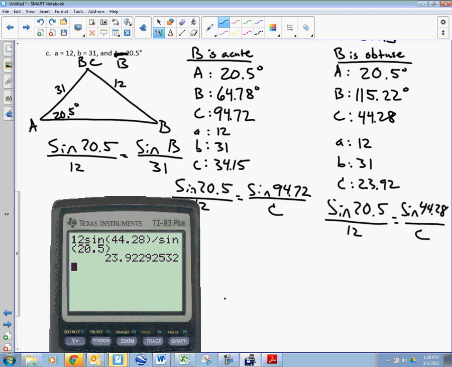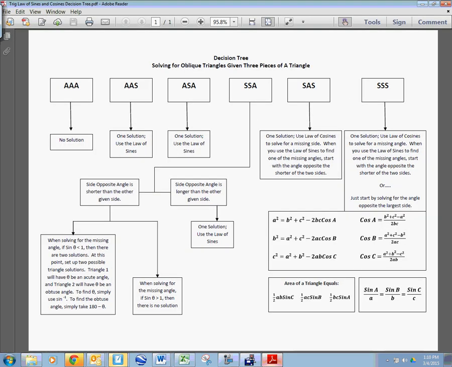Question. Always. Always. And it does say that in your notes. It says when solving, if sine is less than 1, there are two solutions. At this point, set up two possible triangles. Triangle 1 will have theta be acute. Triangle 2 will have theta be obtuse. Simply sine inverse and then subtract from 180. So it lays it out right there for you.